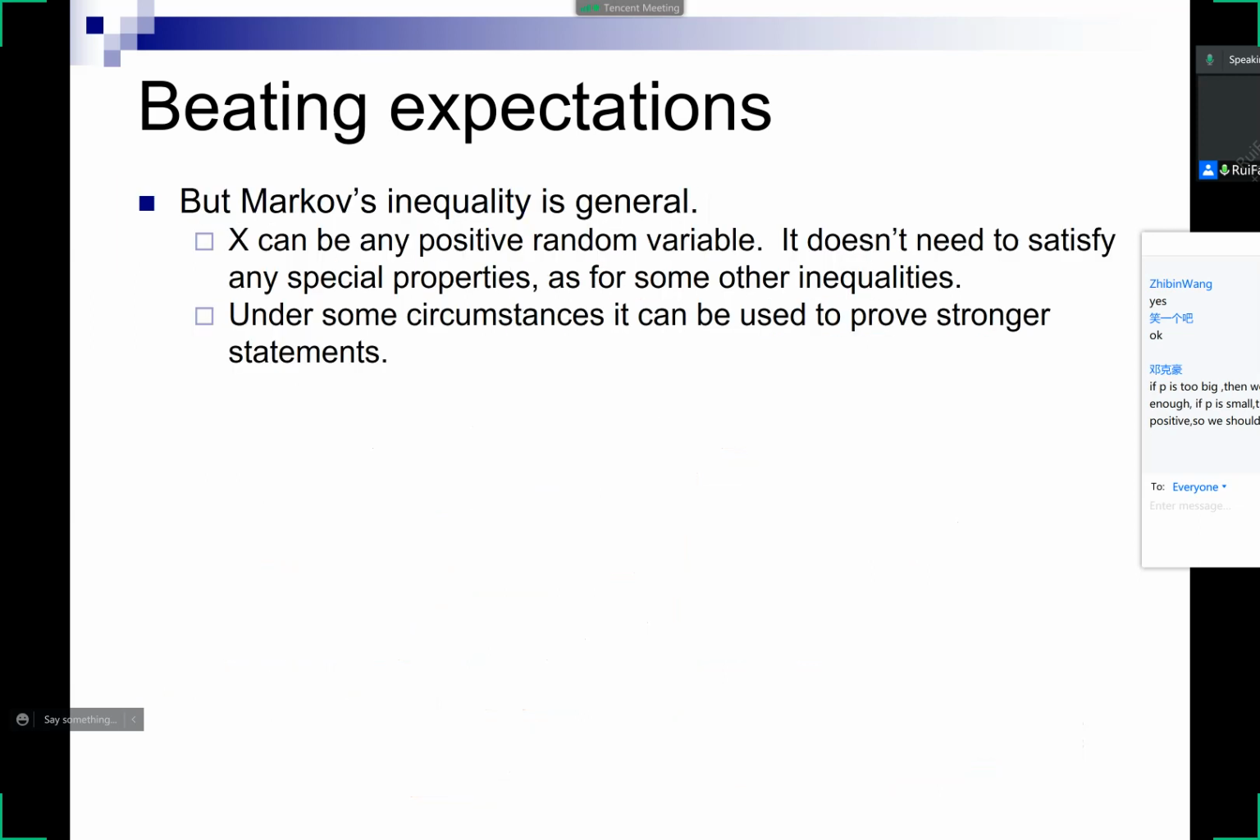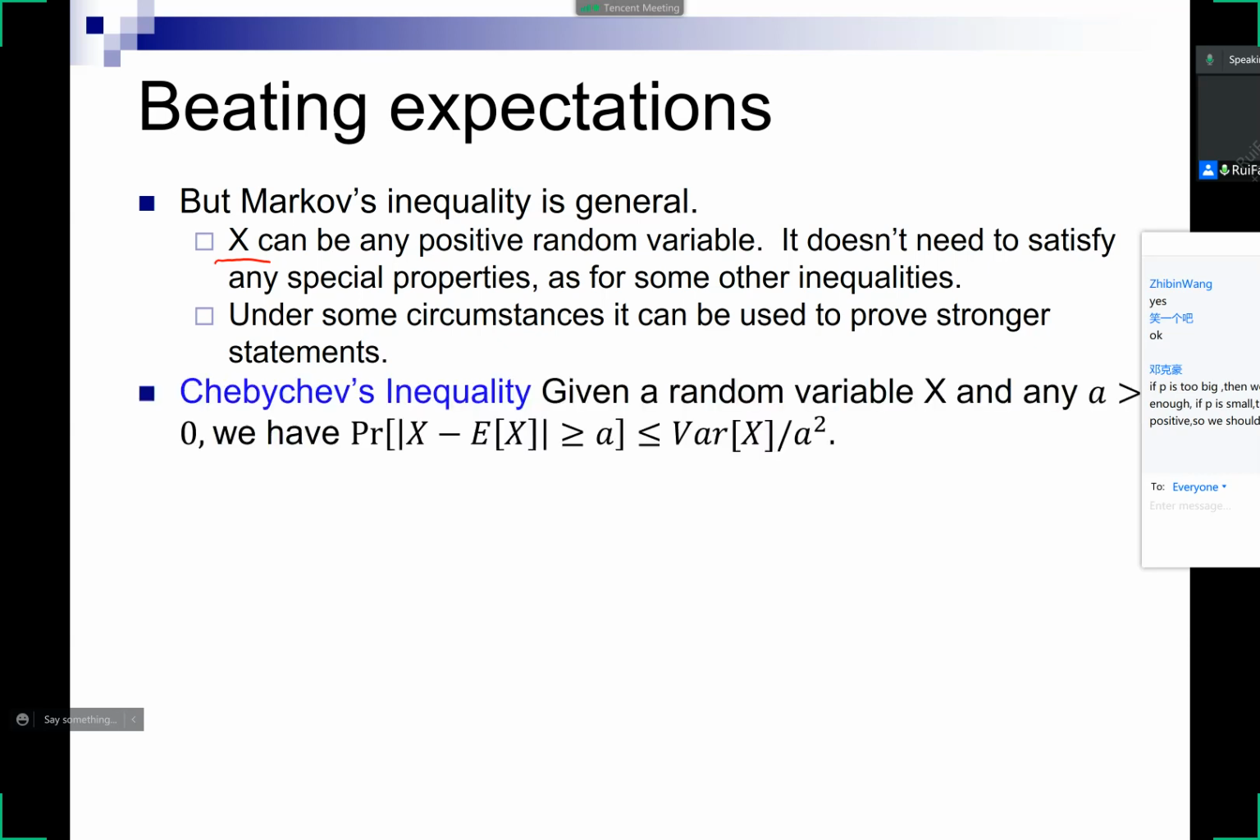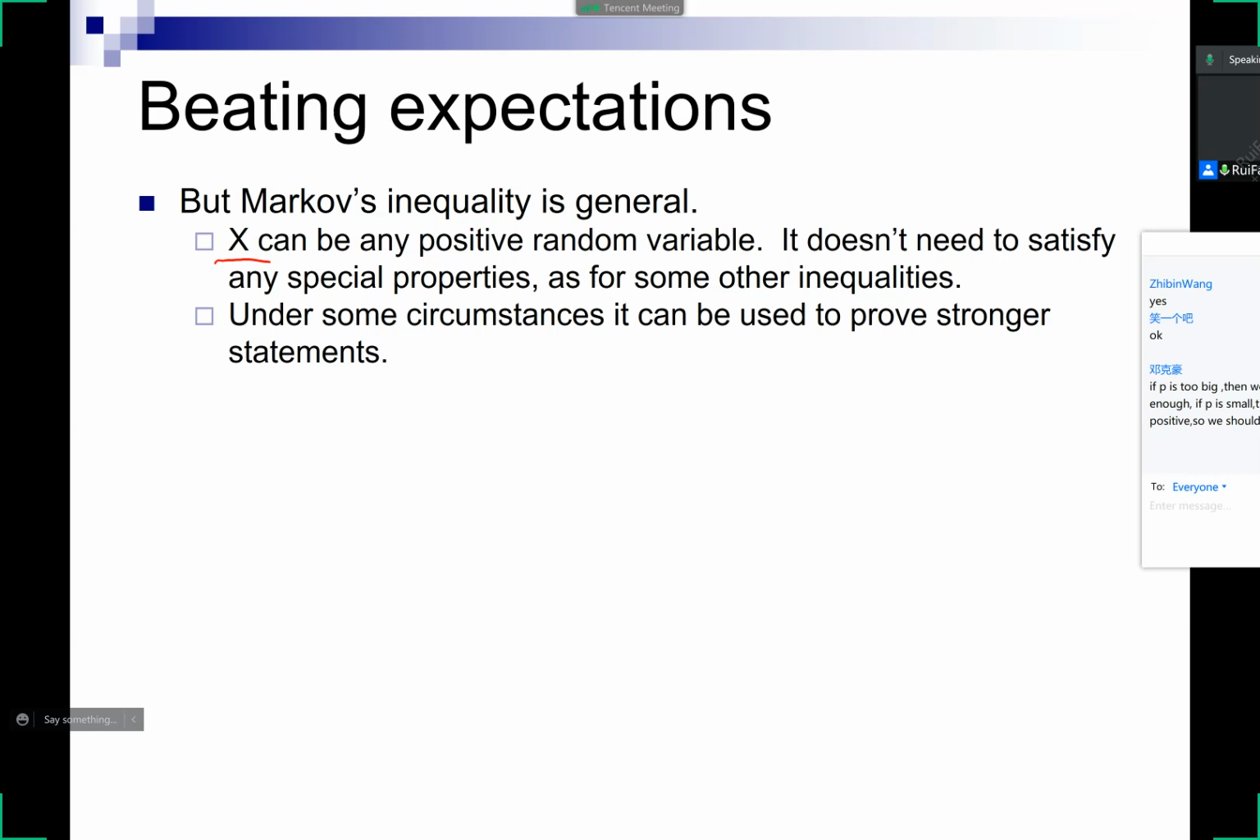So then let's look at stronger bounds. It's a weak inequality. However, the advantage of Markov's inequality is that you almost do not make any assumptions about x, the random variable. As long as it's non-negative, then you can use Markov's inequality. We don't need x to satisfy any special properties. And so therefore you can use Markov's inequality in many situations, and in fact you can use it to help prove these stronger bounds, like the Chernoff bounds.